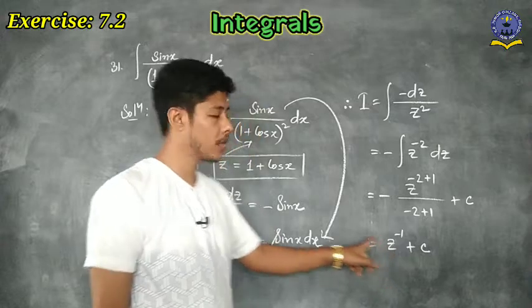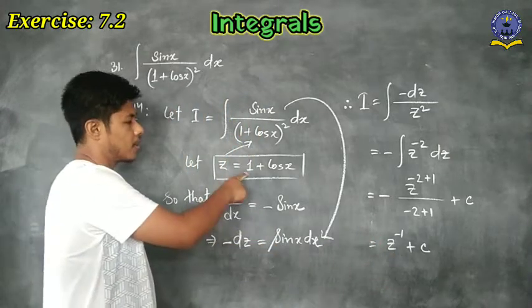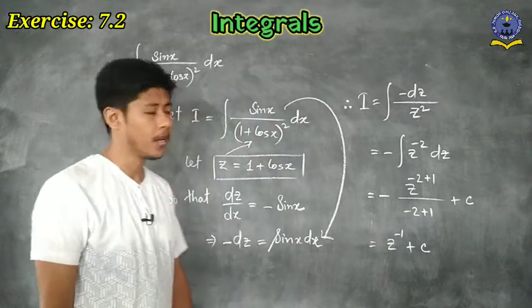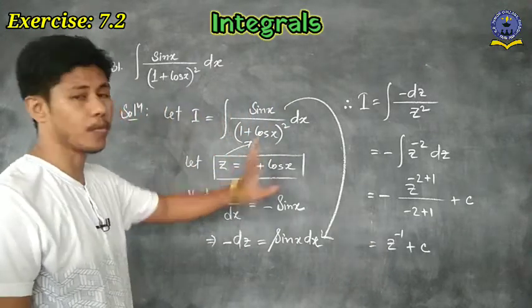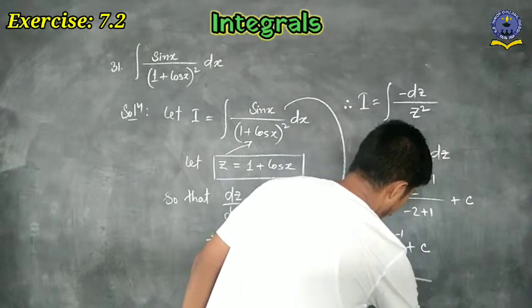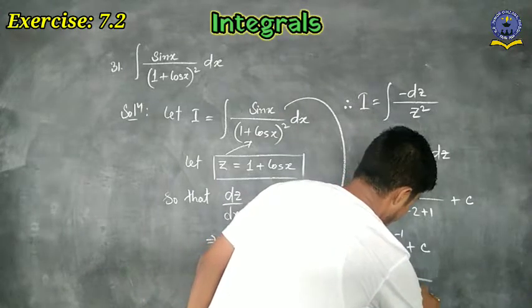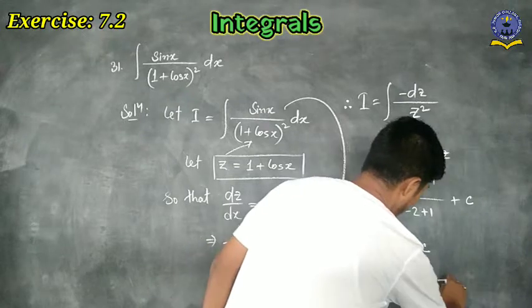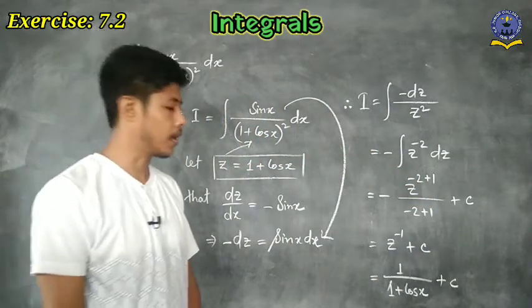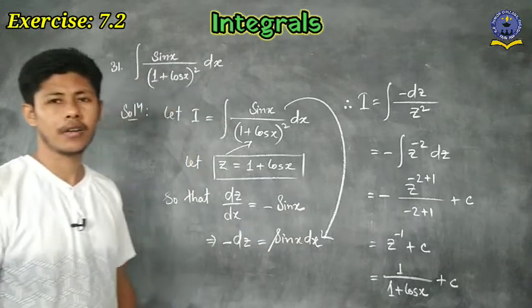So z means what? At the start we already considered z means 1 plus cos x. So z inverse means 1 by z, and z is 1 plus cos x. So simply we write 1 by (1 plus cos x) plus c, which is our required answer. I think all of you understood this now, isn't it?